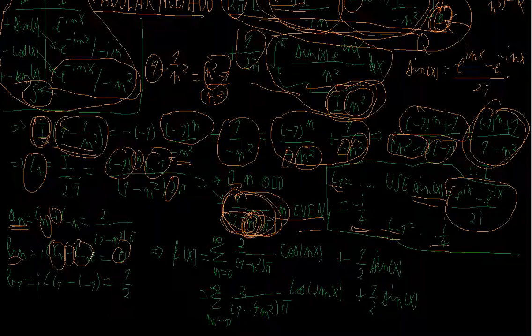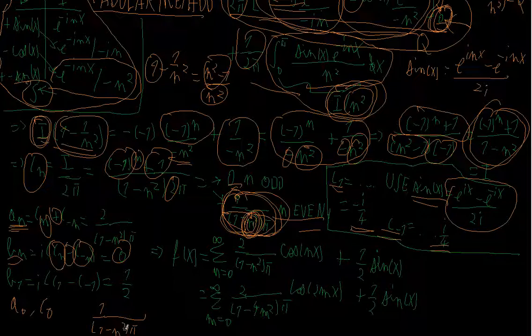And here you need to be careful, because we don't need to find our a sub 0 as usually. We don't need to find our a sub 0 or c sub 0, because this 1 over 1 minus n squared times pi is totally defined for n is equal to 0.